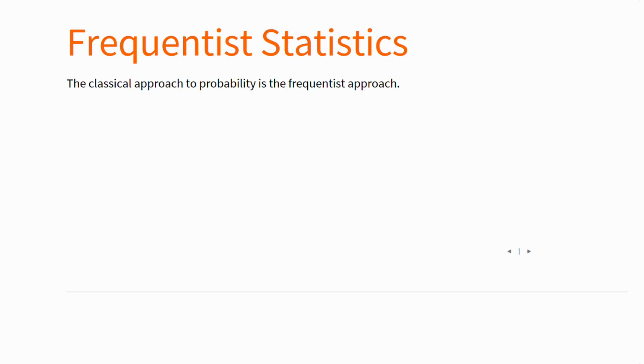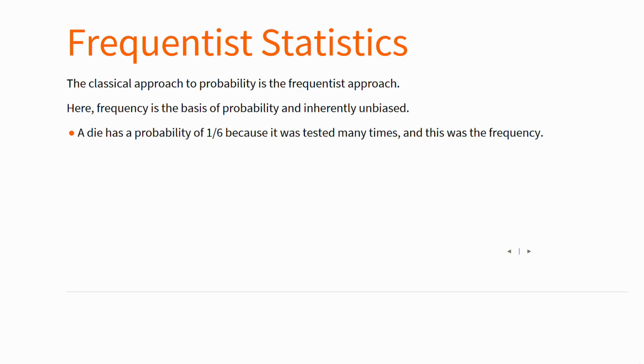The classical and arguably more rigid approach to probability is the frequentist approach. In lesson 4, we gave a frequentist motivation to probability. Probability was the ratio of successful repeated experiments. This approach places frequency as the basis of probability and is inherently unbiased. Probability implies prior data. A fair die has a probability of 1 over 6 because it was tested many times, and this is the frequency.